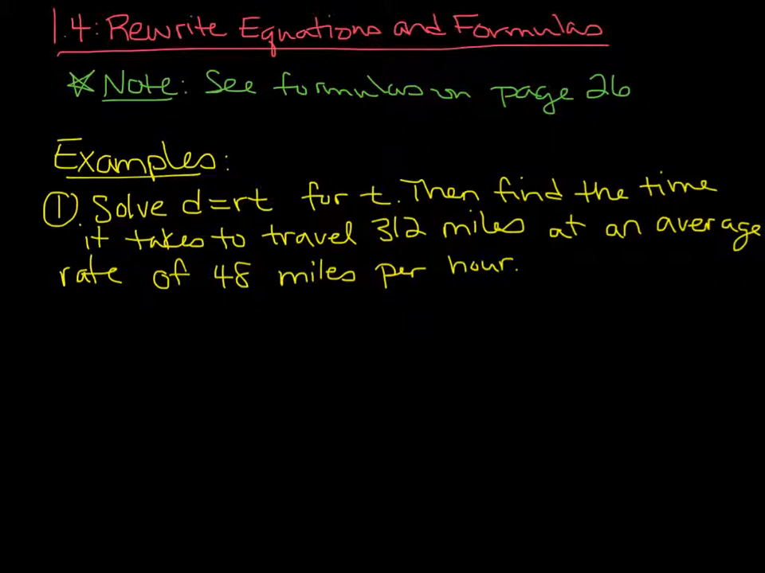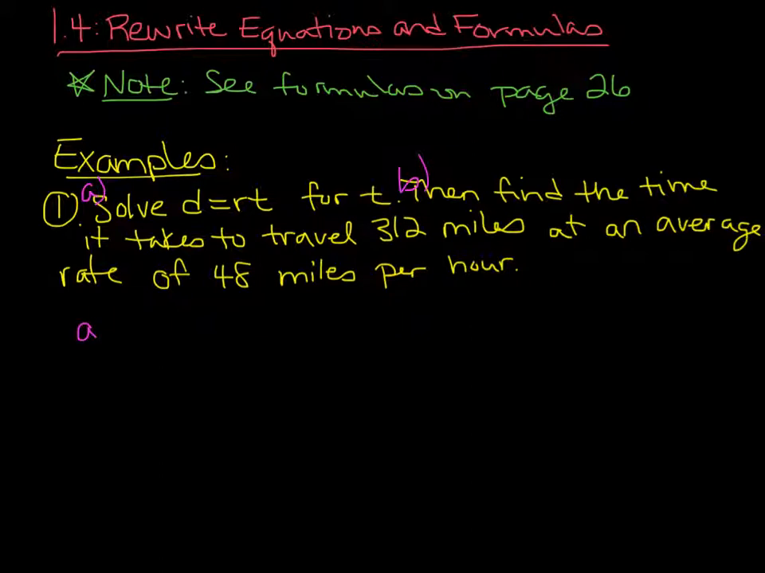There's a bunch of others that you probably learned in geometry. So let's go ahead and do an example with D equals RT. There's going to be two things I'm going to ask you to do in problem number one. The first thing is to solve D equals RT for T. Then you're going to find the time it takes to travel 312 miles at an average rate of 48 miles per hour. So I'm actually going to break this into part A and part B. And on your quiz or test for this chapter, I'm going to list them like that, A and B.